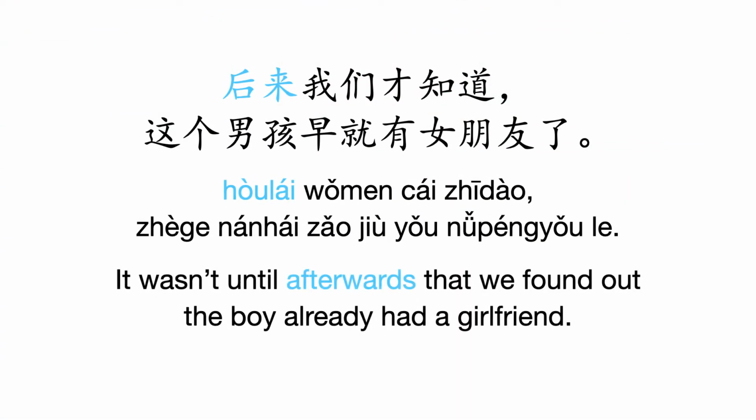Okay? Whereas 后来, here's another sentence from the course. 后来我们才知道. So we didn't know until afterwards. 这个男孩早就有女朋友了. So this guy already had a girlfriend. Okay, so afterwards and after.